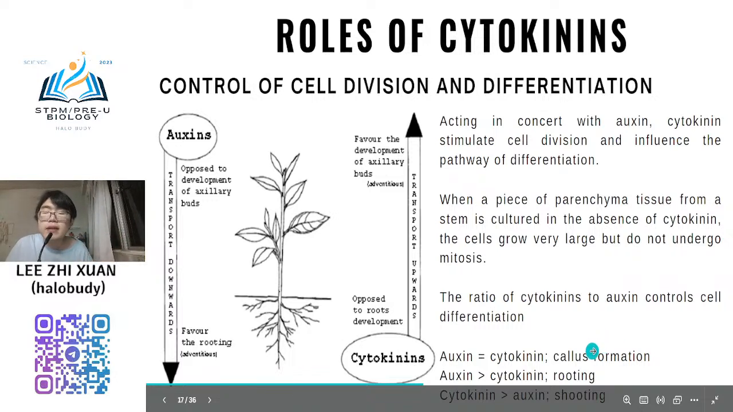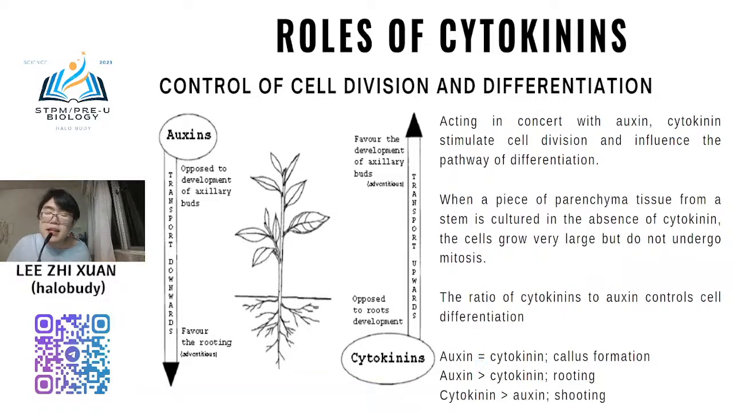So it is a very useful structure for researchers doing research on plant tissue culture. In nature, callus will not form, it is very rare. But generally, the plant will have either auxin concentration higher than cytokinin, or cytokinin higher than auxin.